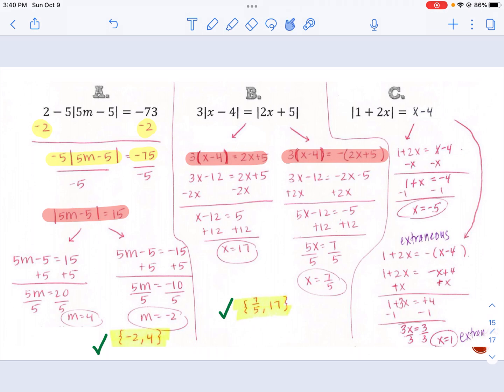All right, my answer got cut off. So we've done a lot of work with absolute value equations. Hopefully this helped.